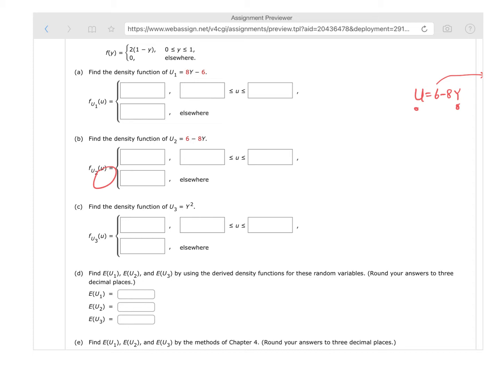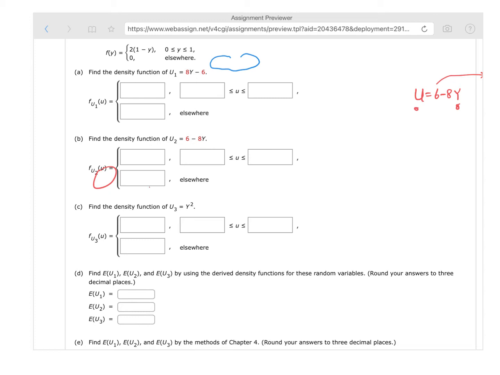Now look at when y is from 0 to 1. Do you see your u value? Look at this little segment here, it's from negative 2 to 6. If y is less than 0, then your u is actually above 6. If y is greater than 1, then your u is below negative 2. So keep that in mind. Now I'm going to begin to solve the problem.